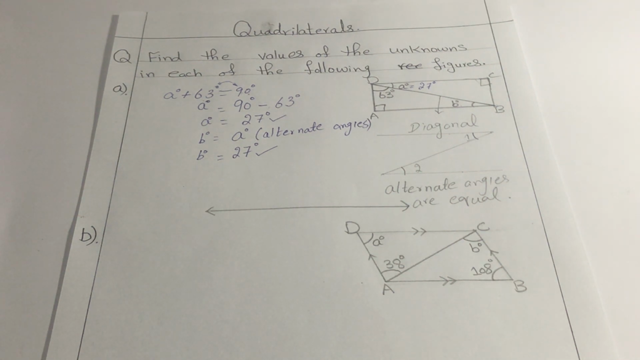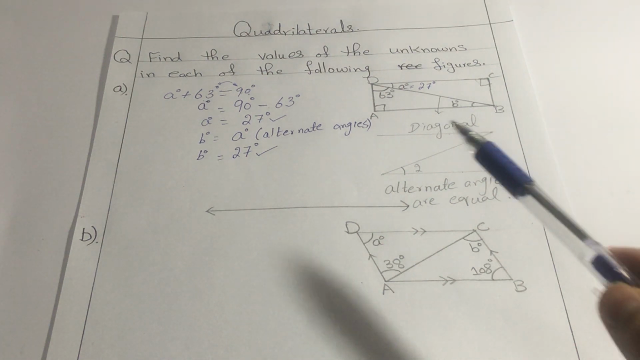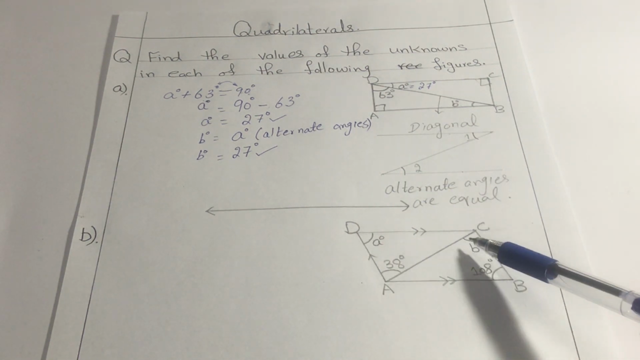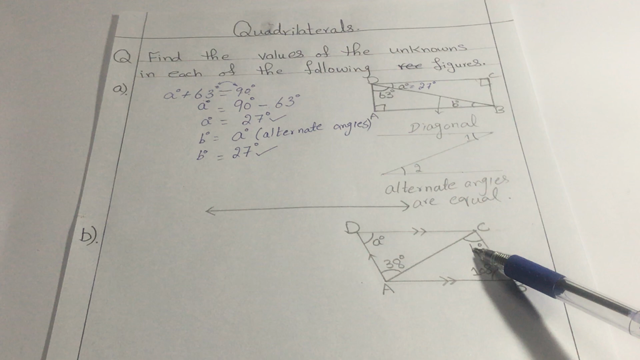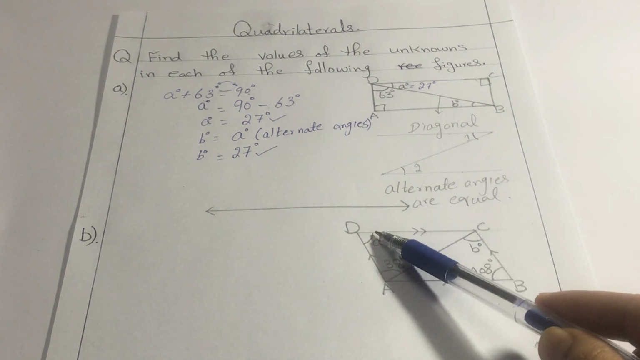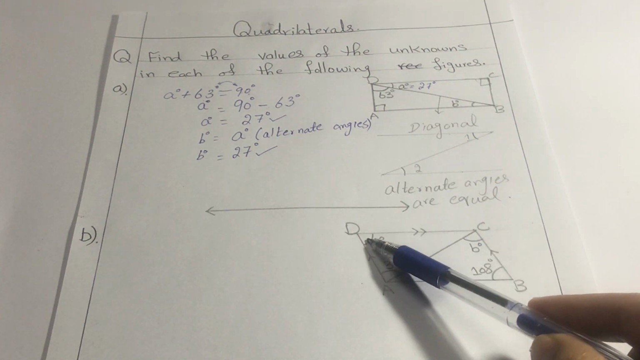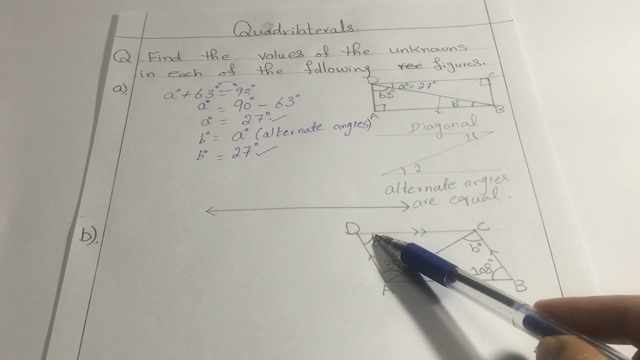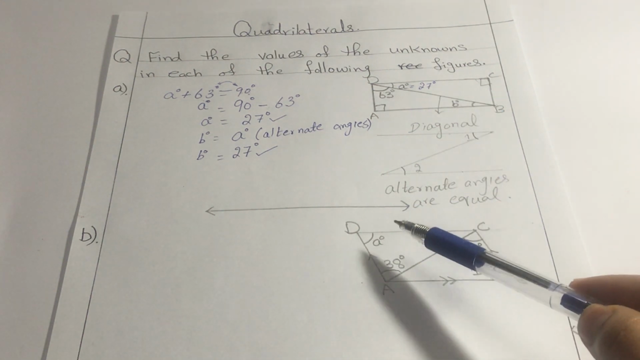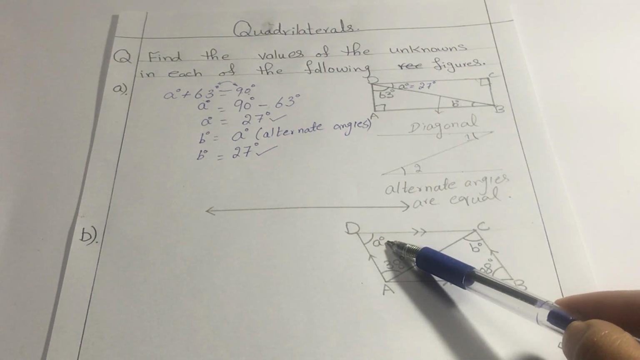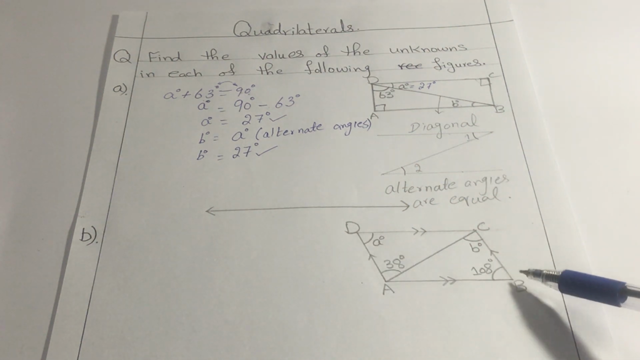And one property we have learnt is that opposite angles are equal in a parallelogram. Now we again have two unknown angles, A and B degrees, right? How can we calculate A degrees? If you try to remember your property that all opposite angles are equal.